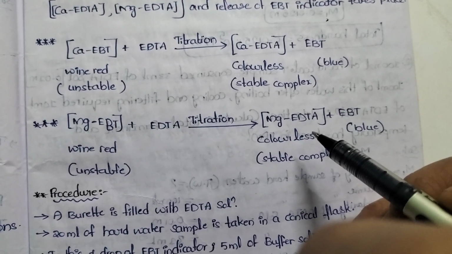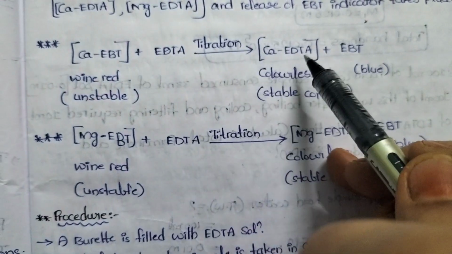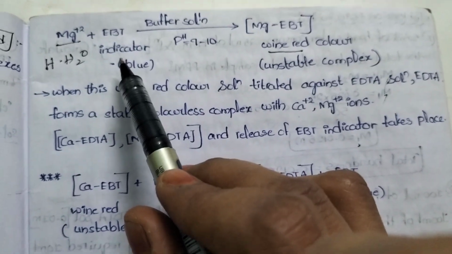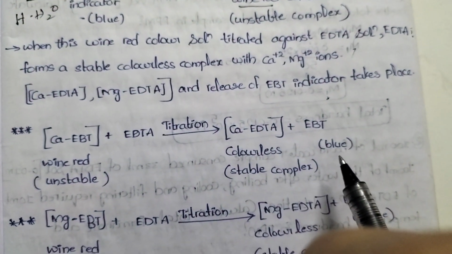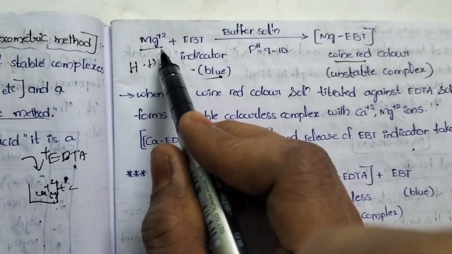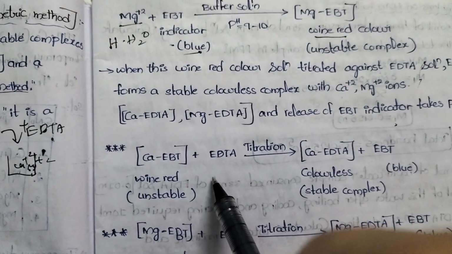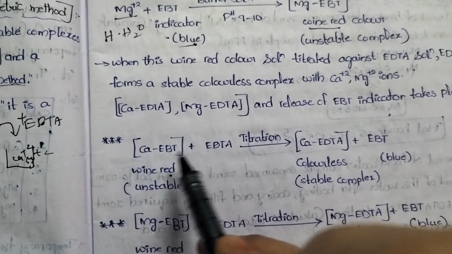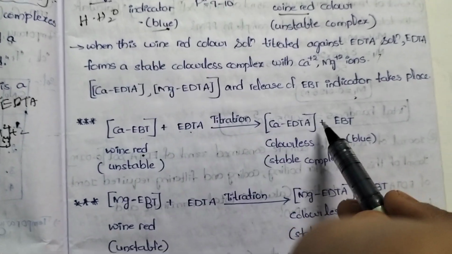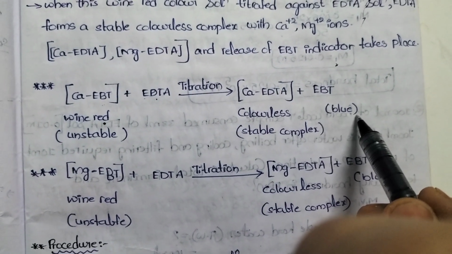And one more important point you should remember here. This EBT is replaced by EDTA and EBT is released. In the first reaction we are adding EBT. In the next reaction EBT is released. What is the actual color of EBT? EBT color is blue. Whenever it combines with calcium and magnesium, it turns into wine red color. Whenever we add EDTA to wine red color, the EBT indicator is replaced by EDTA and the release of EBT indicator happens. We know the color of EBT indicator, that is blue.